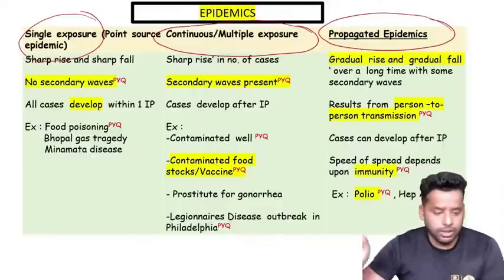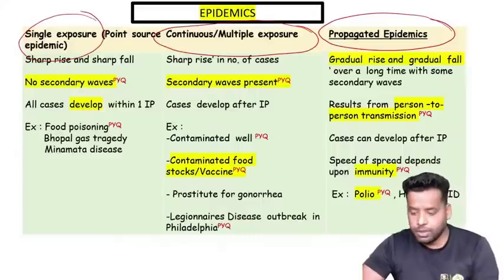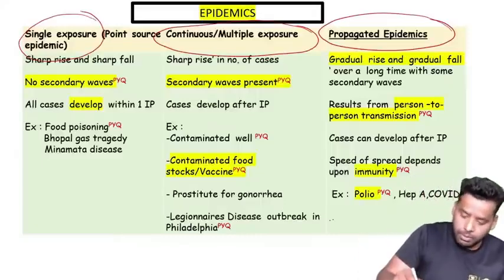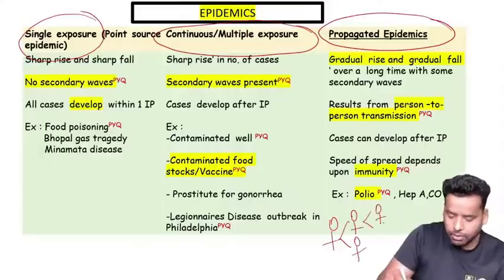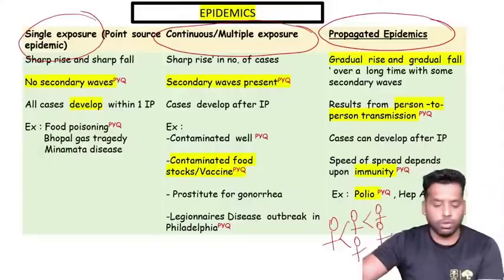1, 2, 3: single exposure, multiple exposure, propagated epidemics. Propagated epidemics. This word will come, dot dots will come. One is spreading to one more.